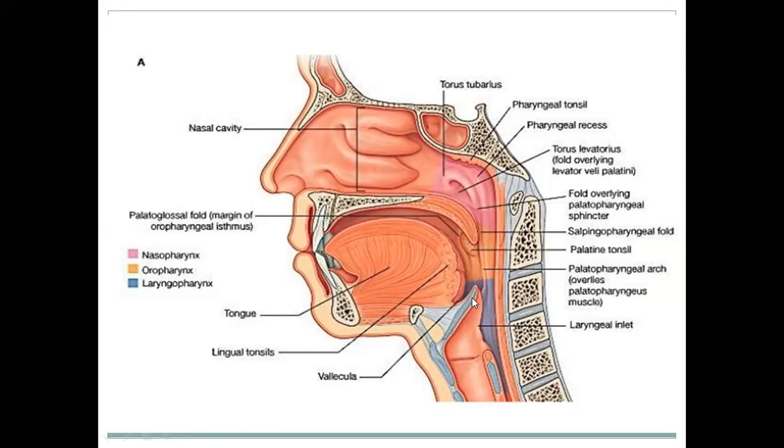From the soft palate up to the epiglottis, we have the oropharynx, and below the epiglottis, this is the laryngopharynx, and this is the laryngeal inlet. At the time of deglutition, this epiglottis closes the laryngeal inlet, so the bolus over the epiglottis goes into the esophagus.